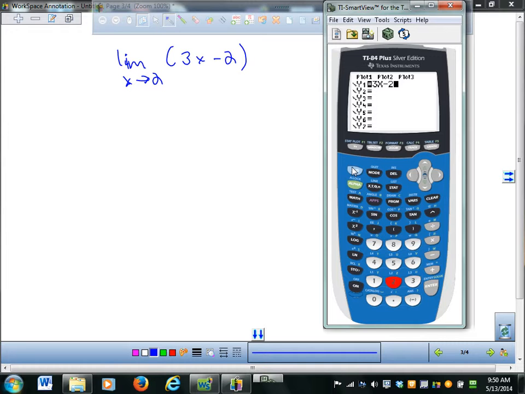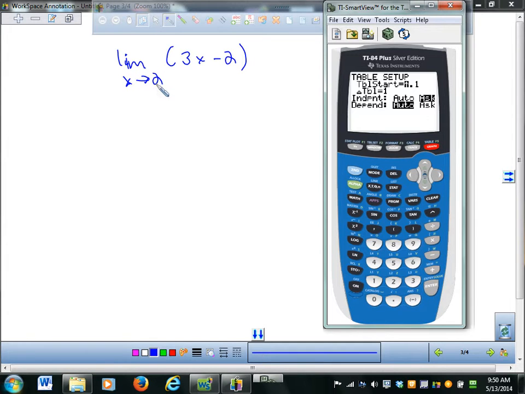So I could go to second table set. You will probably want to do this with your calculators, and keep it on ask, okay? So when you're doing these numerical limits with your calculator, set it to ask because you want to plug in numbers. Then we're going to go to second table, and then we're going to plug in some numbers.